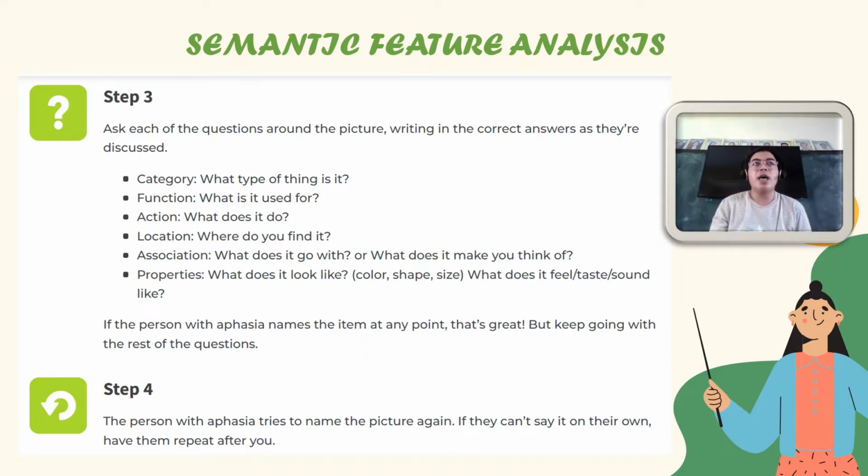If the person with aphasia names the item at any point, that's great, but keep going with the rest of the questions. For step 4, the person with aphasia tries to name the picture again. If they can't say it on their own, you may have them repeat after you.